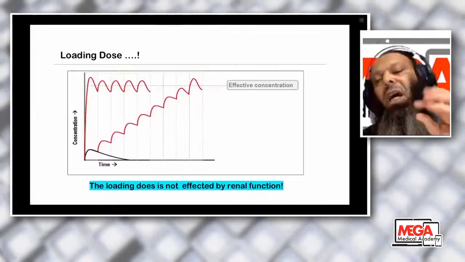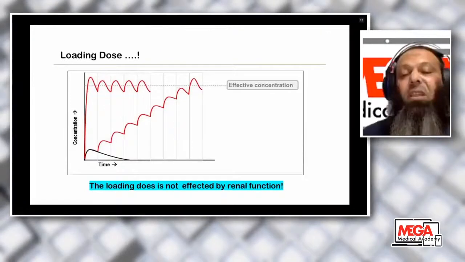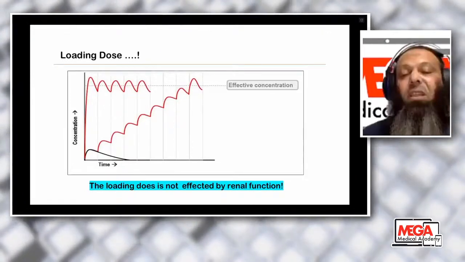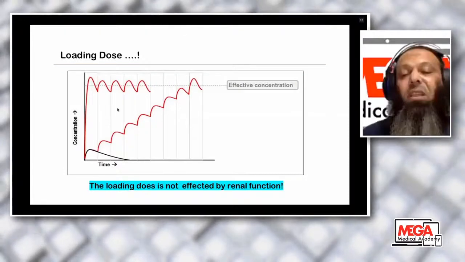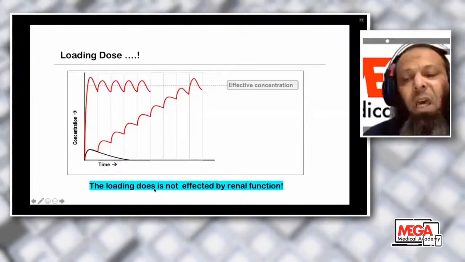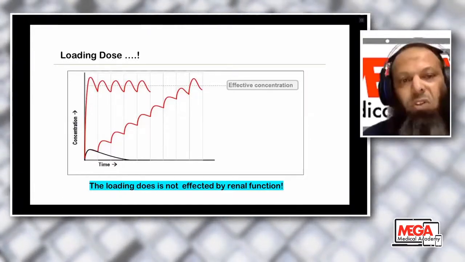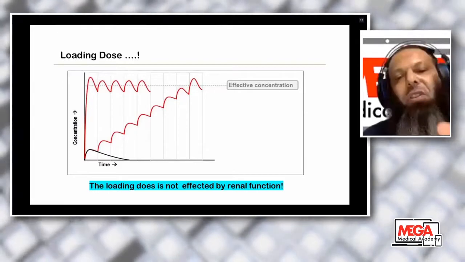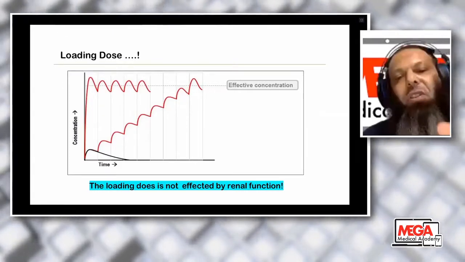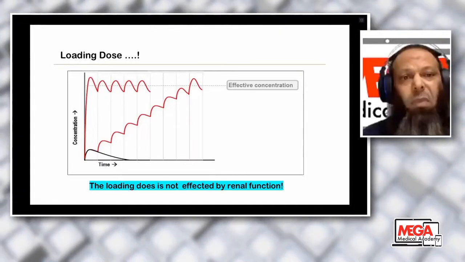This is the pattern showing how important it is to use the loading dose. If, for example, you are using antibiotics like meropenem or colistin, for effective concentration, the loading dose usually is not affected by renal function as a stat dose. So this is very important when you are giving a drug or antibiotic like colistin. You have to use the full loading dose, like 9 million units or more.